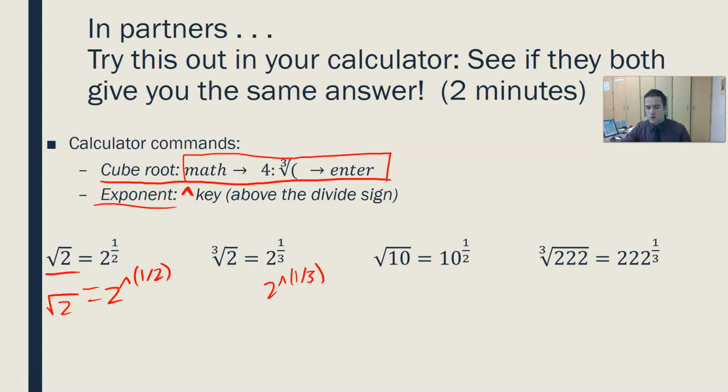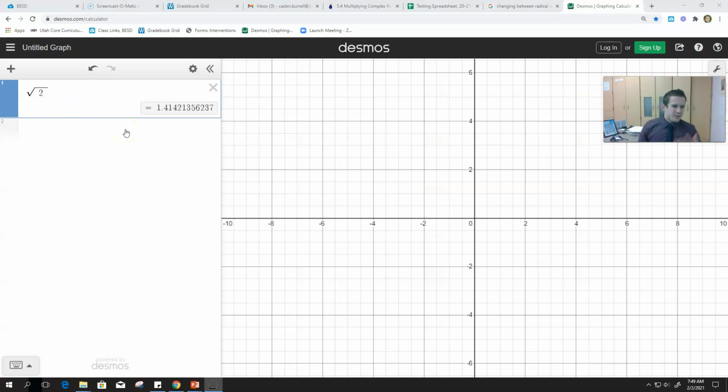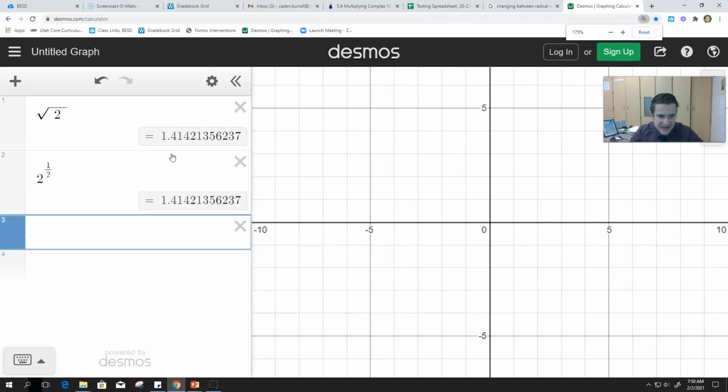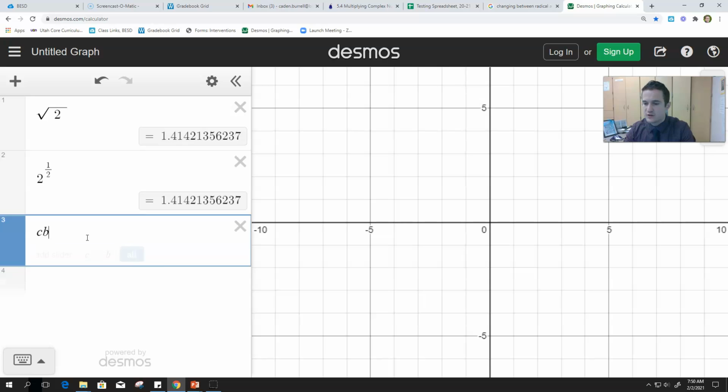So when I type in the square root of 2 in my calculator, I get 1.414. There it is. I pulled up Desmos so you can see Desmos if that's what you're using at home. The square root of 2 is 1.414. Well, let's try 2 to the power of 1/2. 1.414. Coincidence?